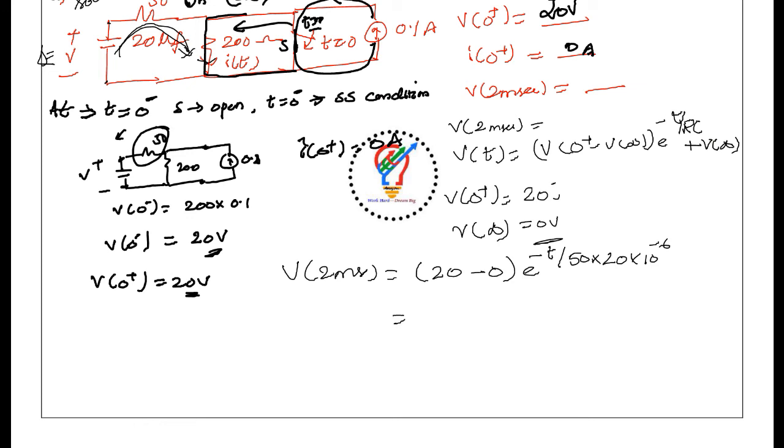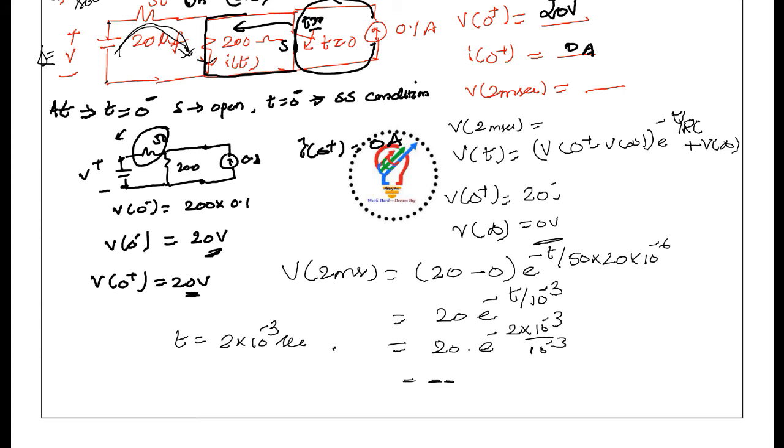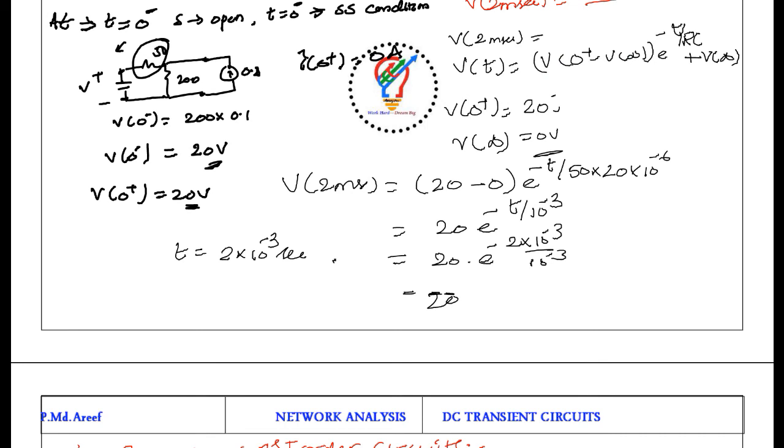Okay, so it is nothing but 20 into e power minus t by 10 power minus 3. So when t is equal to 2 milliseconds, that means 2 into 10 power minus 3 seconds. So v of 2 milliseconds is equal to 20 into e power minus 2 into 10 power minus 3 divided by 10 power minus 3. So it is going to be 20 into e power minus 2, which is nothing but 2.71 volts here.